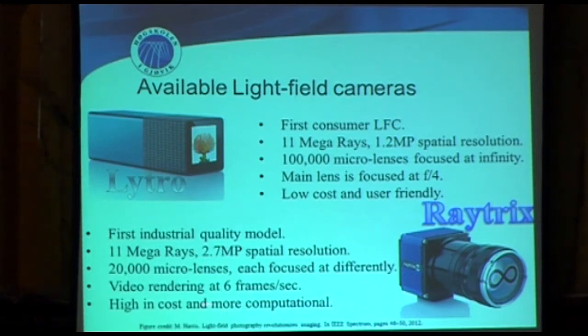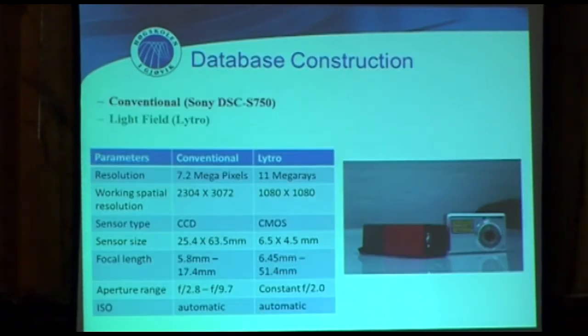As a result, it will result in more computation. In addition to still frames, it can also capture video at the rate of 6 frames per second. But this camera is high in cost. That means that it will cost you around $7,000 for the basic model. So by comparing these 2 cameras, we just pick the first one from Lytro, which is very low cost and user-friendly, and also less computational compared to the other one, and also it is more flexible. So now we try to build a new database based on the camera we selected.